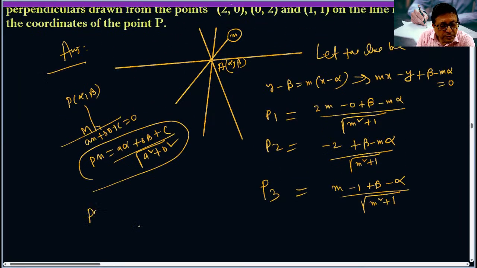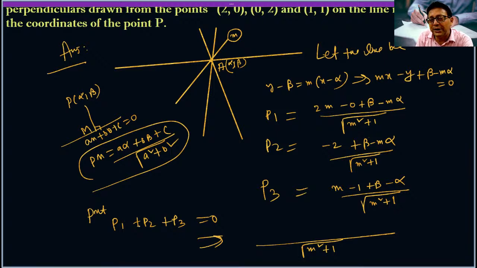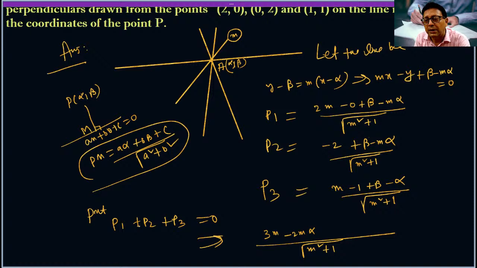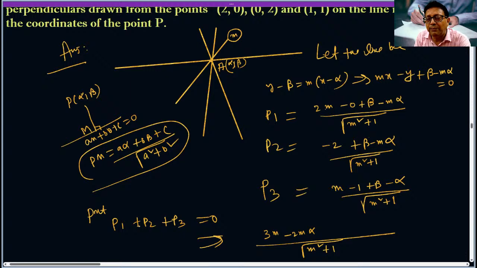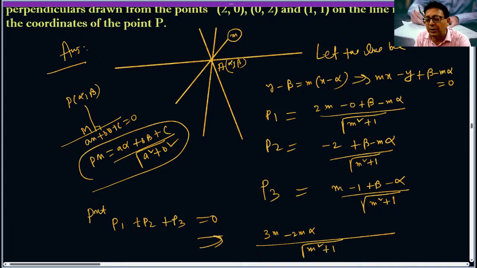Now put P1 plus P2 plus P3 equal to 0. Then what do you get? Root of m square plus 1 as the LCM. It is ordinary addition, a class 11, 12 student knows it very well, so I am doing the mental addition here. 3m minus 2m alpha. Two m plus m is 3m; I have taken minus m alpha, minus 2m alpha taken.